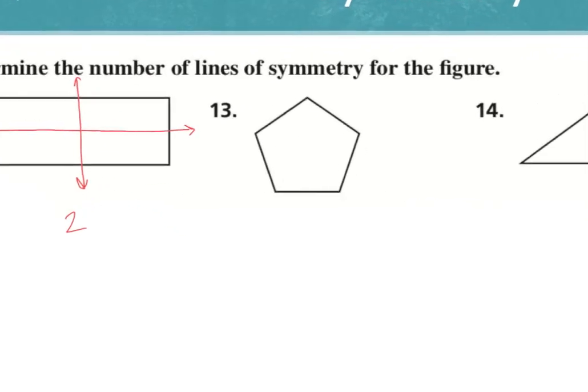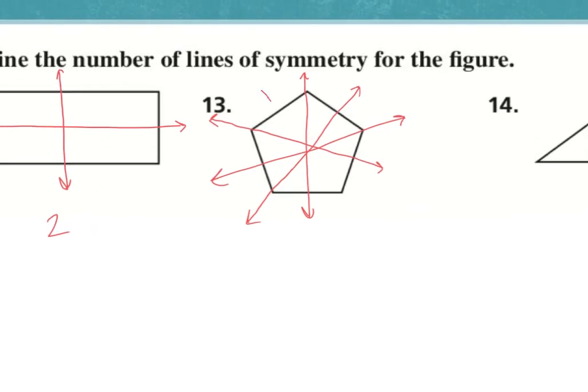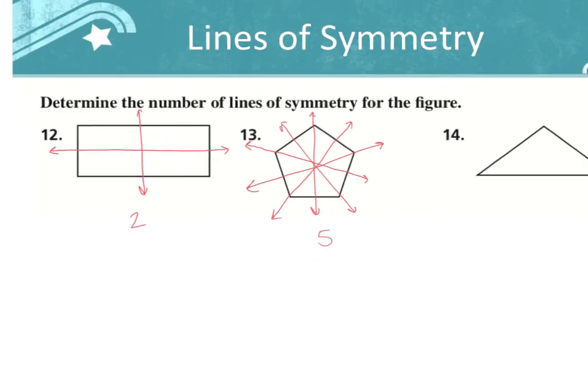Number 13, I see that it is completely symmetrical in this direction, going from one of the corners to the other side, in this direction, in this direction, and in this direction. So we just drew 4 lines of symmetry. Oh, there's one more. There's also this one. 5 lines of symmetry, okay? So 13 has 5 lines of symmetry.